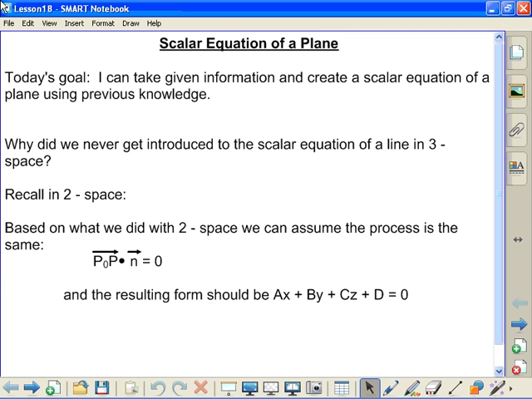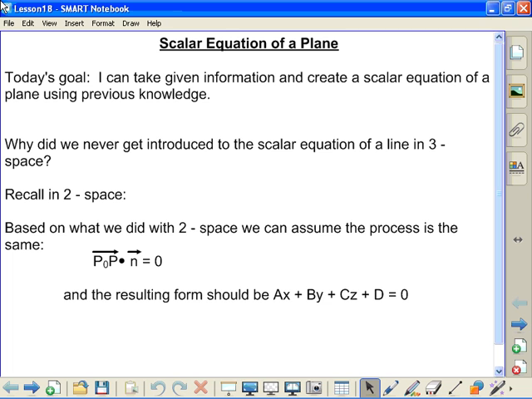All right, today's lesson is the scalar equation of a line. So what's the goal? Again, it's knowledge and understanding, really. Can I take given information and create a scalar equation of a plane using previous knowledge? So I want you to be able to come up with the scalar equations.